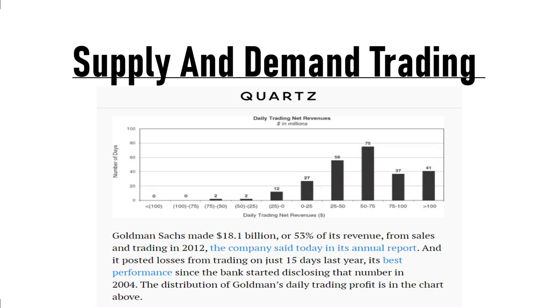If you look at this, Goldman Sachs made 18.1 billion, or 53% of its revenue, from sales and trading in 2012. The company said today in its annual report that it posted losses from trading on just 15 days last year, its best performance since the bank started disclosing that number in 2004.